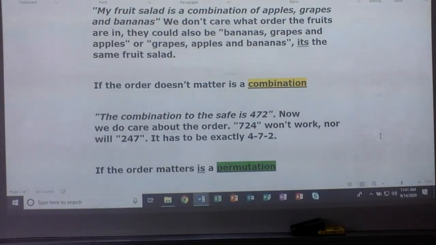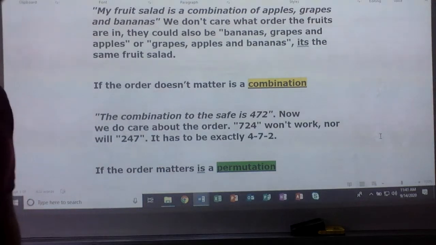In order to solve these problems, first, you gotta know which one's which. When I give you the word problems, make sure you can identify them. But I gotta go over factorials first.